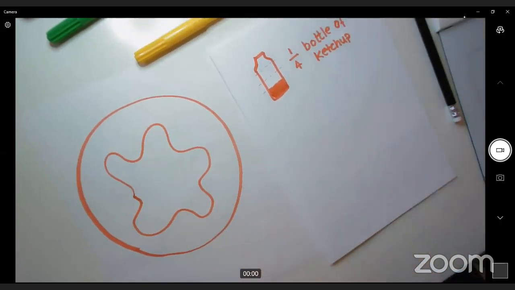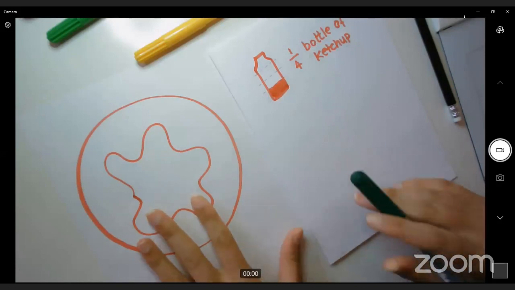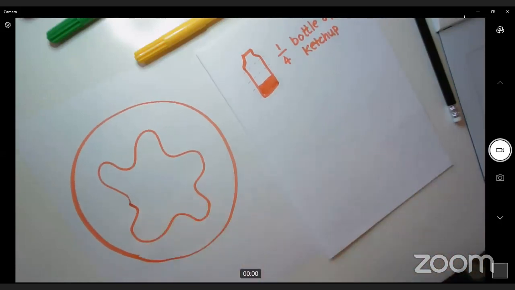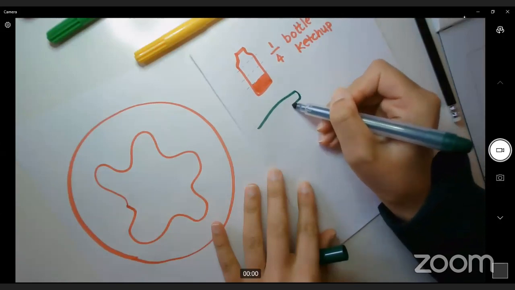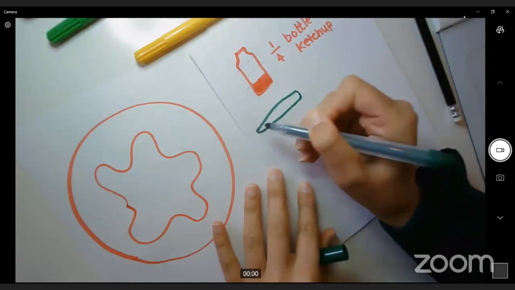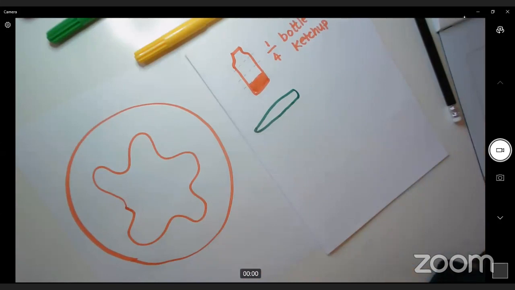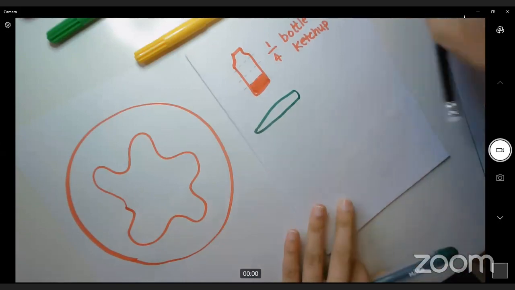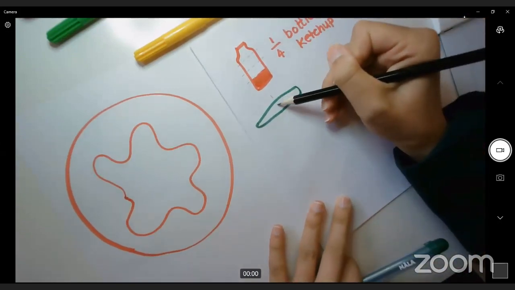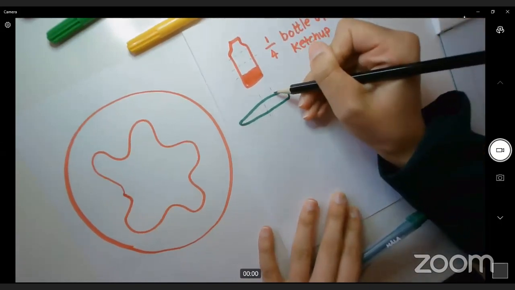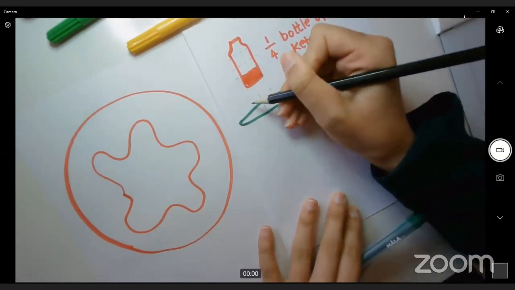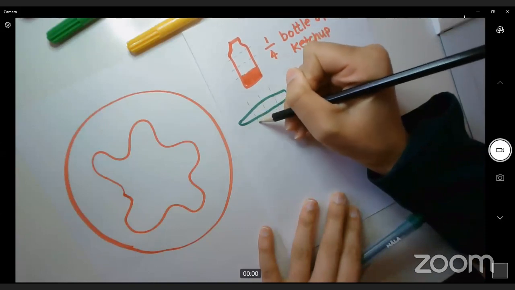So next, let's see what else I'm going to be putting on there. My pizza is going to have some cucumber. So I'm going to draw a long piece of cucumber. This time I'm going to have a whole cucumber, but I'm going to slice this cucumber into, let's say, 12 pieces. I've sliced it in half using my pencil. I'm going to slice it up into quarters.